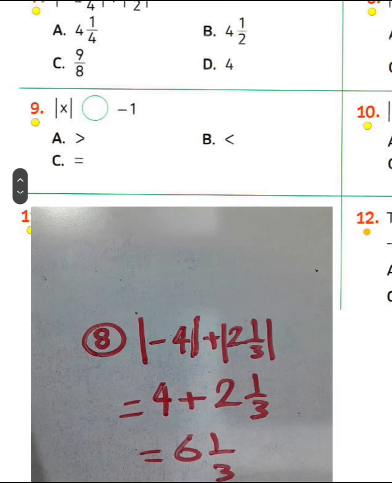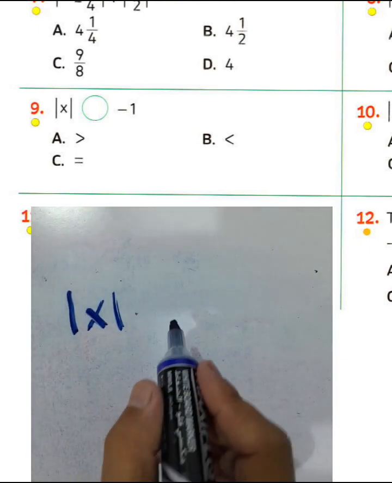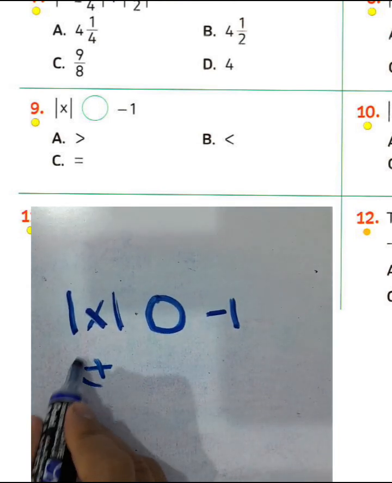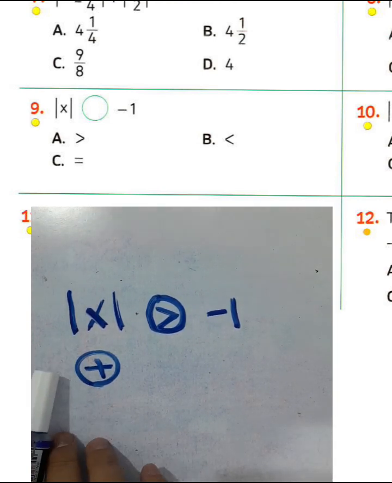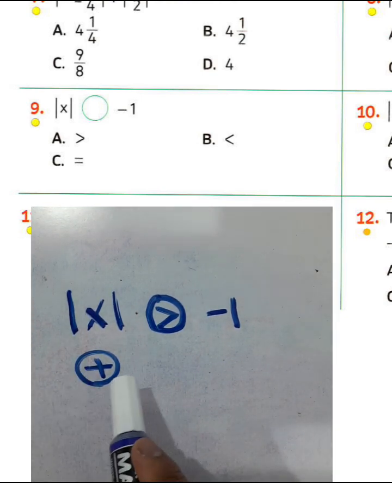Question number 9. The absolute value of x and negative 1. X here means any number, positive or negative. If we take the absolute value of it, it will be positive. Any positive number will be greater than negative 1. The sign of the result is positive, and any positive number is greater than 0, so it will be greater than negative 1. Question number 9, choose letter A.